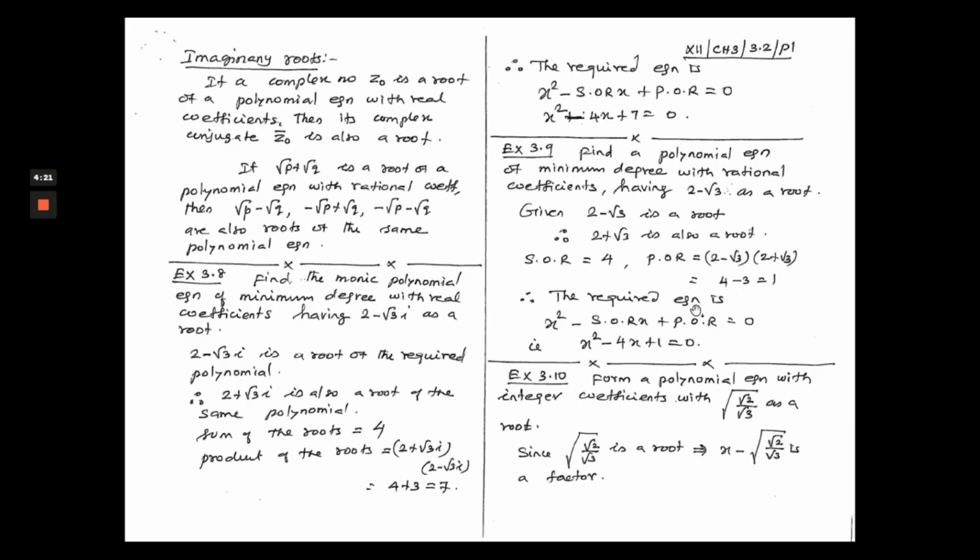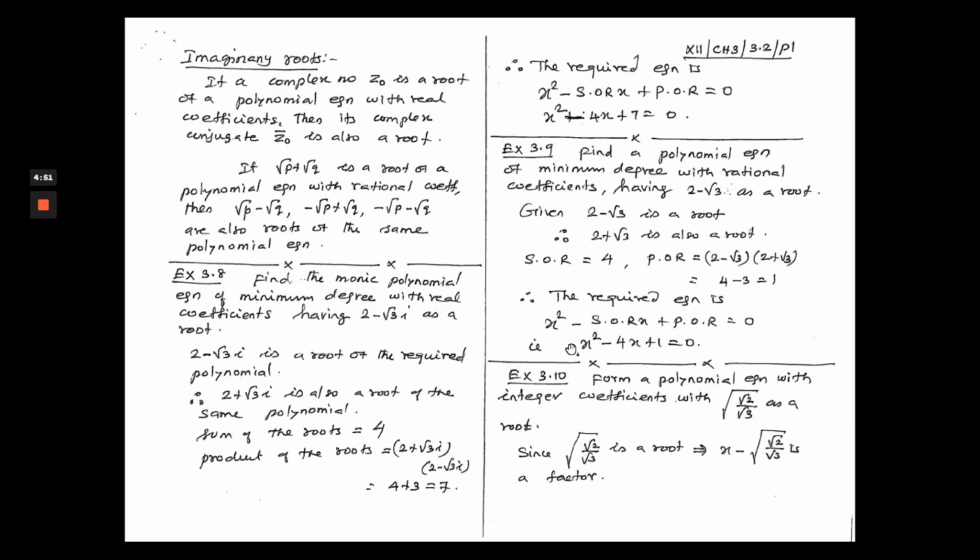Therefore the required equation is x squared minus sum of the roots into x plus product of the roots equal to 0. So x squared minus, here the sum of the roots is 4, so 4 into x plus product of the roots. Product of the roots is equal to 1, so plus 1 is equal to 0. Therefore the equation is x squared minus 4x plus 1 equal to 0.